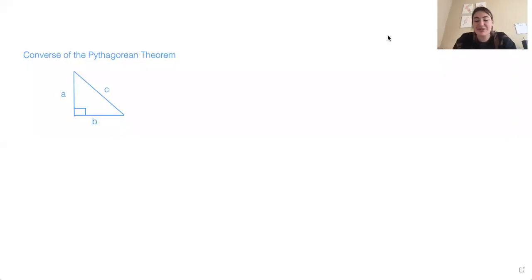Hi everyone. Today we're going to be talking about the converse of the Pythagorean theorem. So, the Pythagorean theorem itself says that in a right triangle, a squared plus b squared equals c squared.